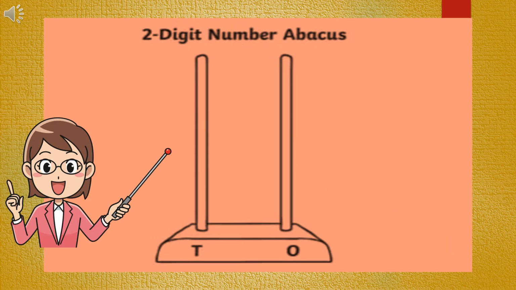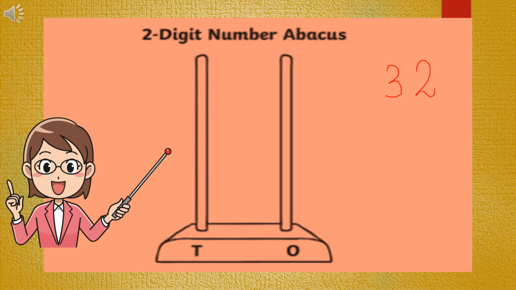Now children, let us see a two-digit number abacus. As shown in the picture, it has two rods. The first rod is for the ones place and the second rod is for the tens place. Now how are we going to represent a two-digit number on this abacus? Suppose your number is, say, 32.